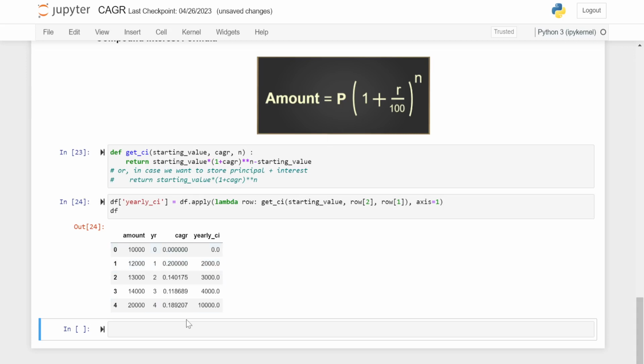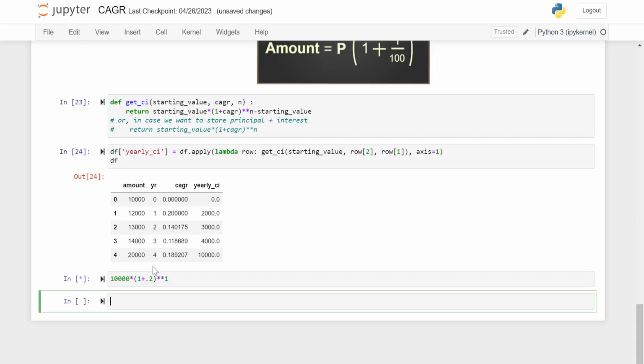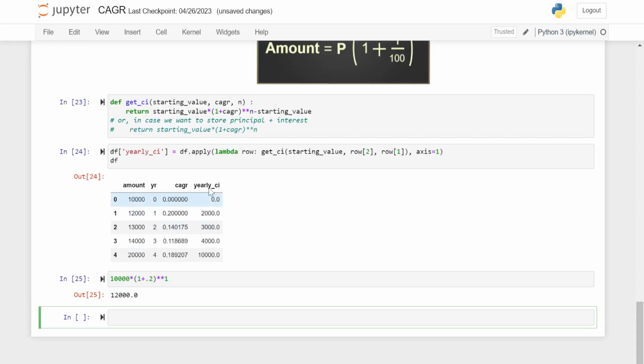So what is that? We are writing principal 10,000 multiplied by 1 plus what is the rate? We can write 20 divided by 100, or we can write in decimalized form. So we can straight away write 0.2 and then raised to the power what? Here at this point in time n means year, only one, right? It will not make any difference, but still we can write. So it has become 12,000. And what is the yearly compound interest? 2,000, right?